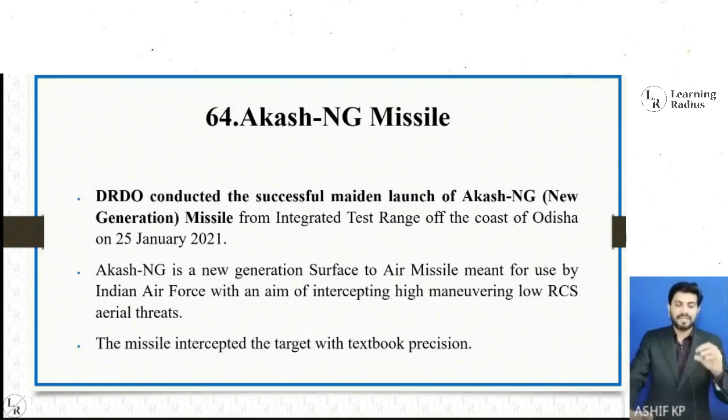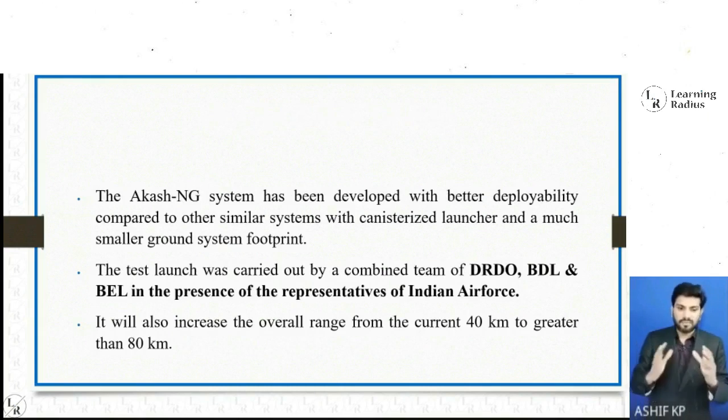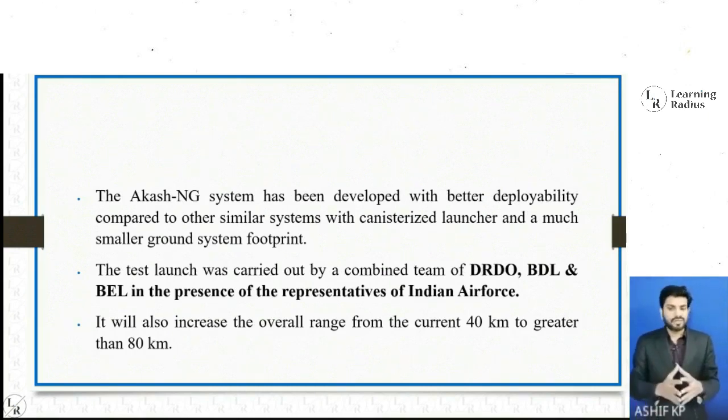The missile intercepted the target with textbook precision. The Akash-NG system has been developed with better deployability compared to other similar systems, with a canisterized launcher and a much smaller ground system footprint. The test launch was carried out by a combined team of DRDO, BDL and BEL in the presence of the representatives of Indian Air Force.